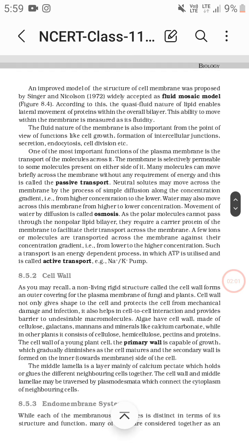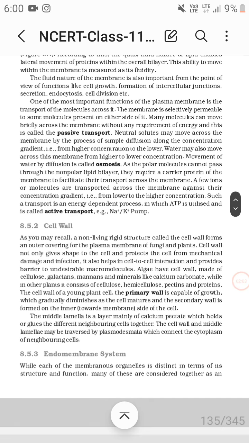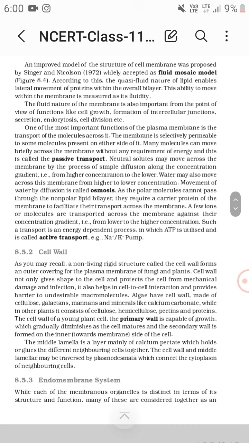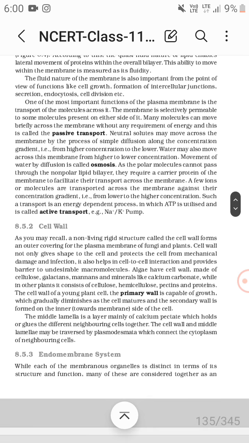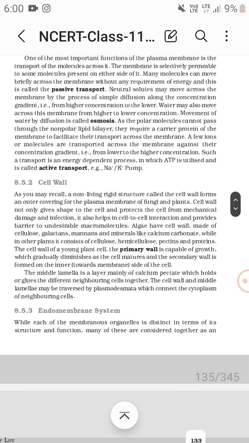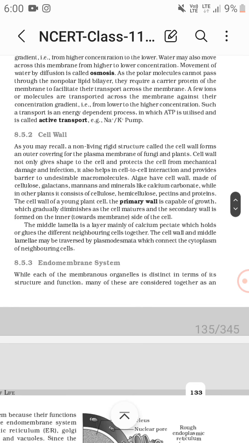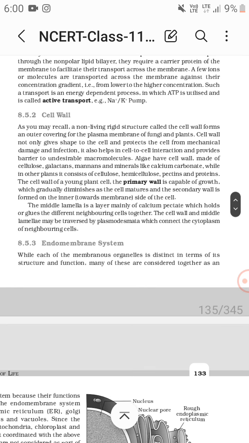Now there is passive transport, osmosis and active transport. Passive transport: many molecules can move across the membrane without any requirement of energy, and this is called passive transport, for neutral solutes. Then osmosis: the movement of water by diffusion is called osmosis. Active transport is an energy dependent process in which ATP is utilized, as in the Na plus K plus pump.